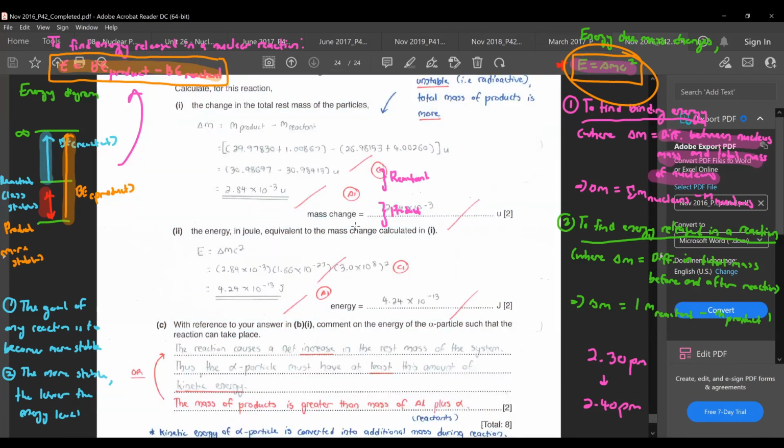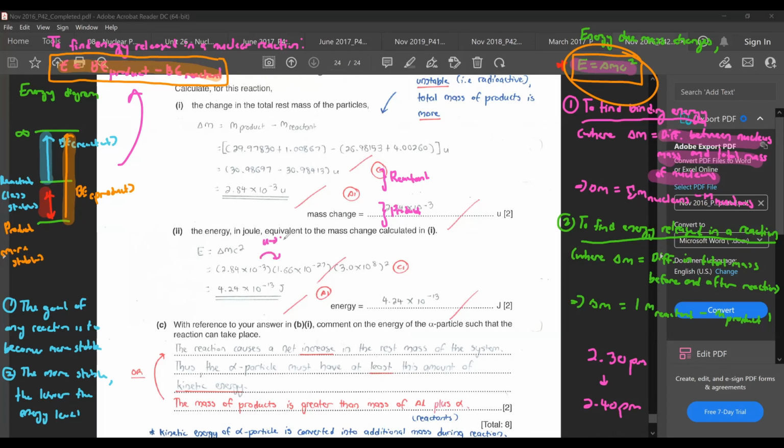So delta m is 2.84 times 10 to the power minus 3. Remember to change to kg. Then multiply with the speed of light squared, and you're going to get the energy as 4.24 times 10 to the power minus 13 joules.